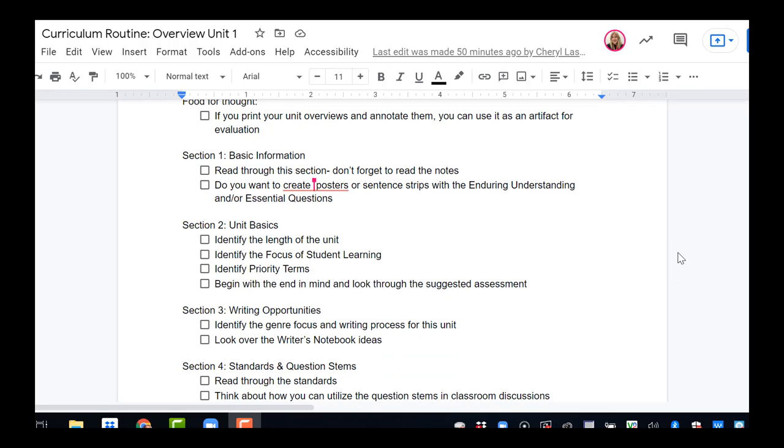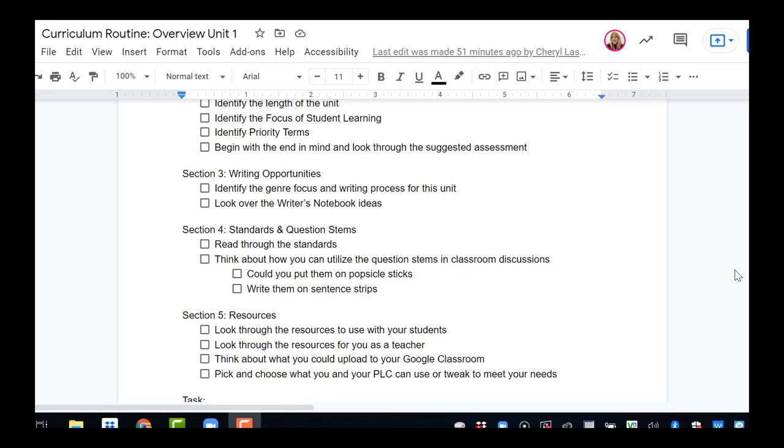All right, in section 1, the basic information, you're going to read through this section. Don't forget to read those crucial notes that are at the bottom. Do you want to create posters or sentence strips with the enduring understandings and or the essential questions? Something to think about. Great idea, Cheryl. When you're in section 2, the unit basics, remember to identify the length of the unit, the focus of student learning, priority terms, and always begin with the end in mind and look through those suggested assessments.